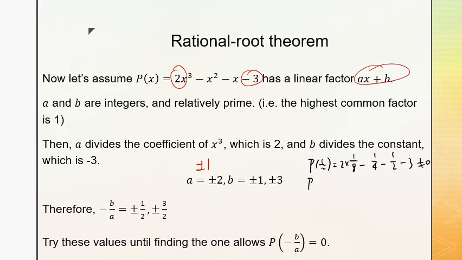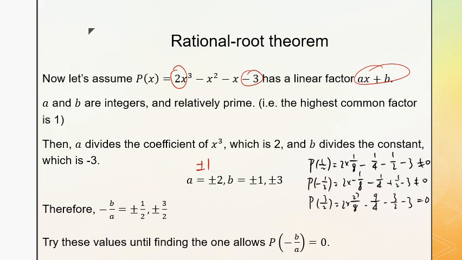Then you try the next one. So negative half, which will be 2 times negative 1/8 minus a quarter plus a half minus 3. Again, that is not equal to 0. And what I'm going to try next is 1.5. This will be equal to 2 times 27 over 8 minus 9 over 4, and then minus 1.5 minus 3. If you simplify that, you will see this is now equal to 0.